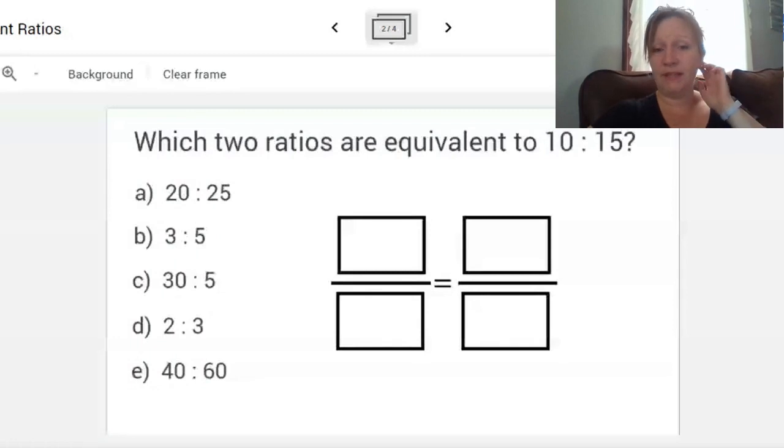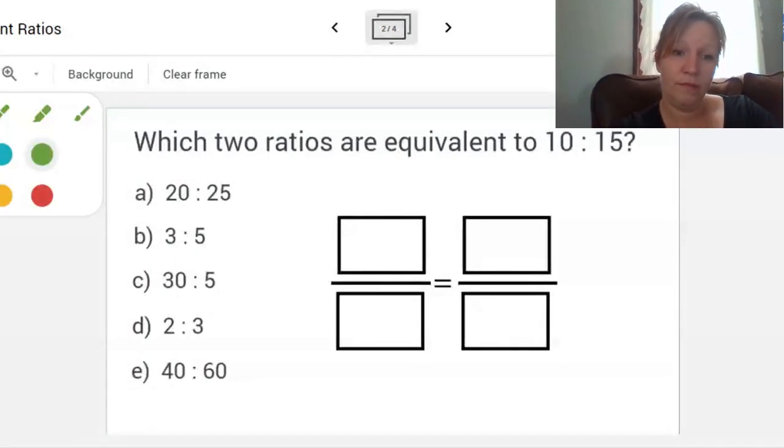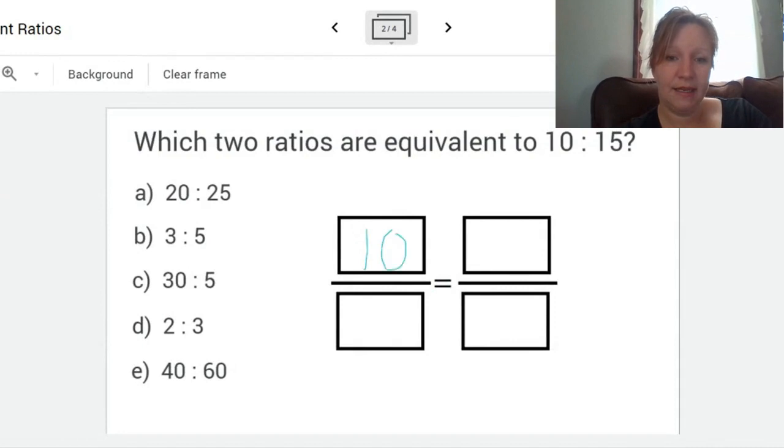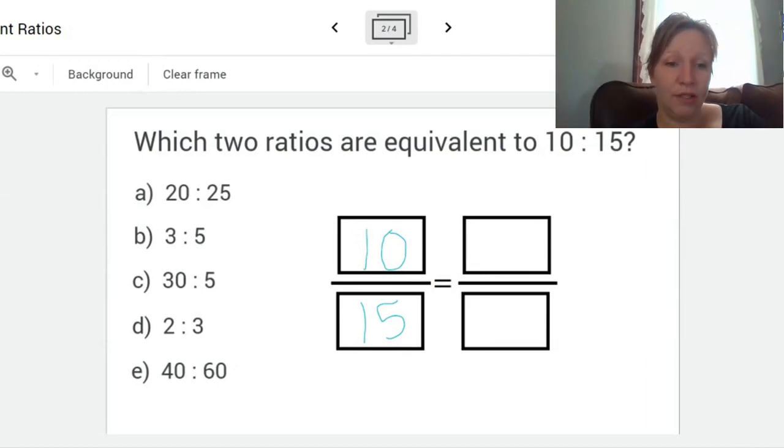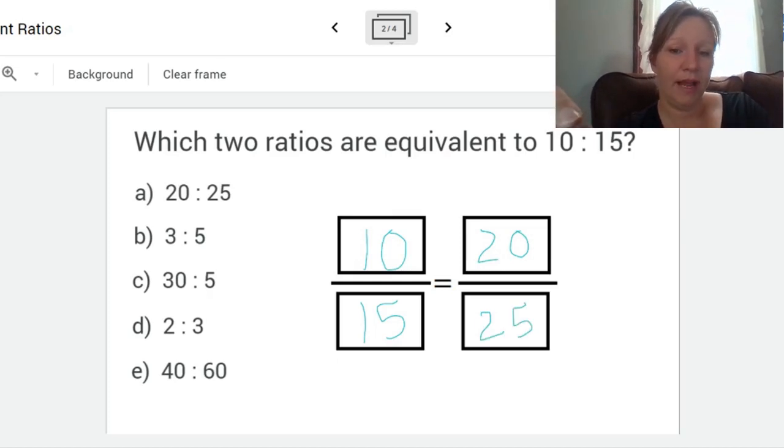The next problem is very similar. So I'm going to set up my original, which two ratios are equivalent to 10 to 15. So 10 to 15 is my first ratio or fraction. And so I want to put in my test ratios. So 20 to 25.